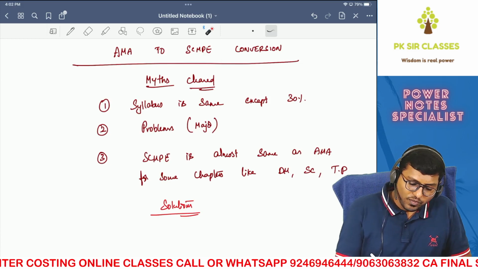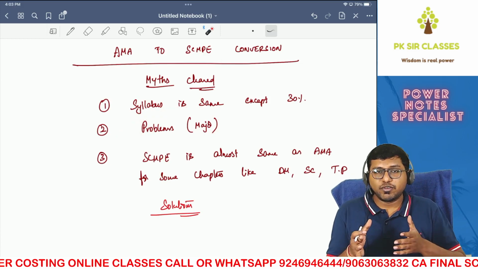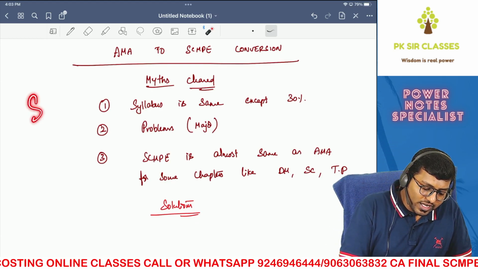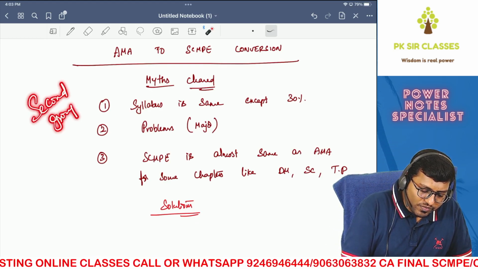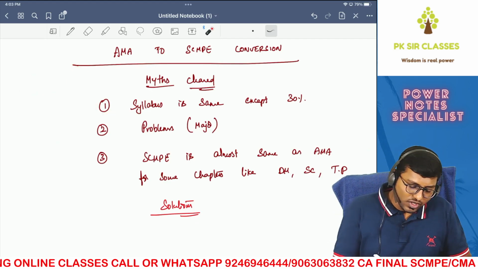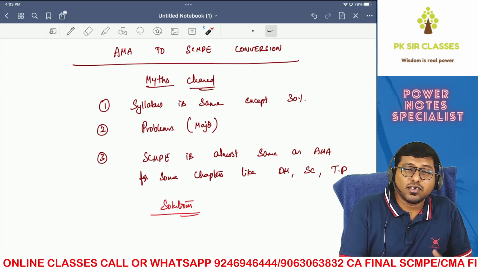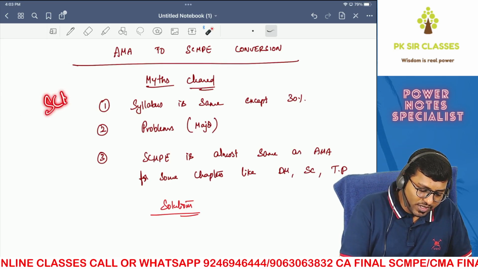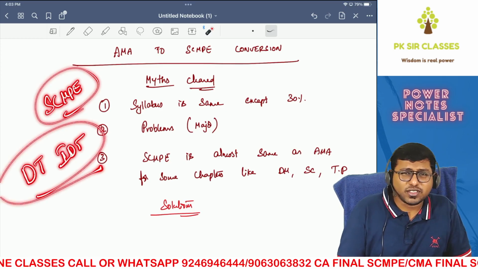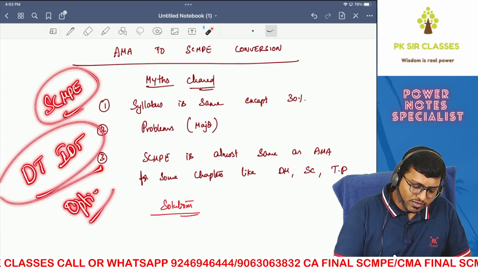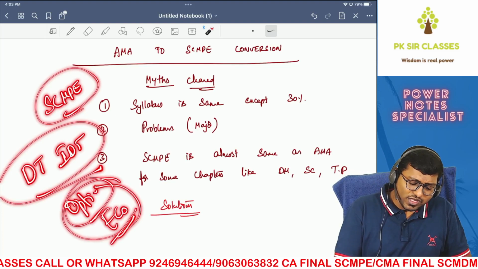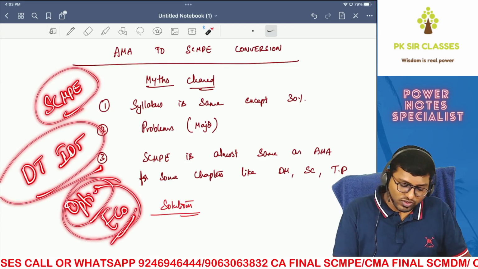Right? So which means there is a tectonic shift for you when you try to shift from AMA to SCMPE. In fact, for all the guys, especially in the second group, who have shifted from the old syllabus to the new syllabus, the major challenge for you is going to be SCMPE only, because your DT and IDT, old syllabus and new syllabus, are going to be the same. And there is an optional paper which most of you, I think, will go for, economic laws or international taxation. Given that, when compared to ISCA, this is a lot better. So this is going to be easy.